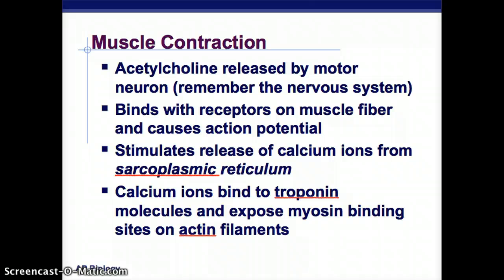Alright, so what actually happens in muscle contraction? Well, a motor neuron from the nervous system releases acetylcholine, a neurotransmitter. Then that neurotransmitter binds with receptors on the muscle fiber and causes an action potential. That action potential stimulates the release of calcium ions from the sarcoplasmic reticulum, which stores calcium ions. Then those calcium ions bind to the troponin molecules that are wound up with the thin actin, and it exposes the myosin binding sites on the actin filaments so that it can bind.